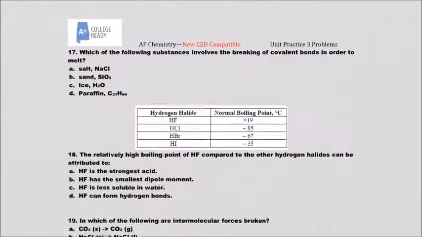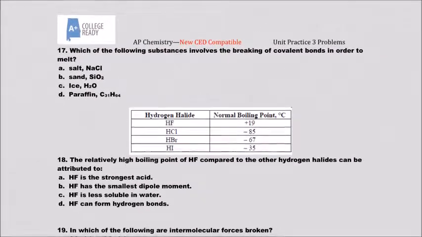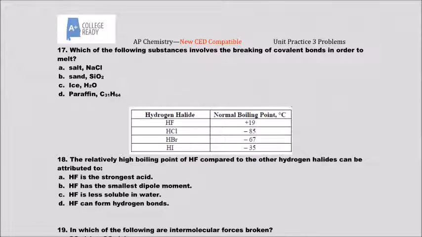Okay, 17. Which of the following substances involves the breaking of covalent bonds in order to melt? Well, I look at salt and I'm like, that's ionic. Sand, that's one of those special ones that was a covalent network solid, like a diamond. That looks like the answer. Let's make sure. Ice, well, I know water is a molecule. Only hydrogen bonds would be broken to melt that. Paraffin, I see only carbons and hydrogens. It's nonpolar. It's going to have LDFs. So B is the best answer.